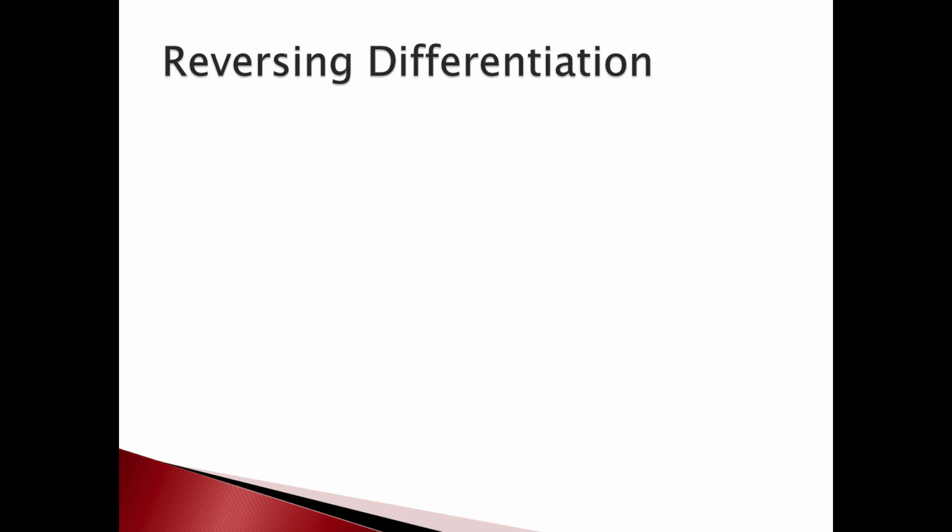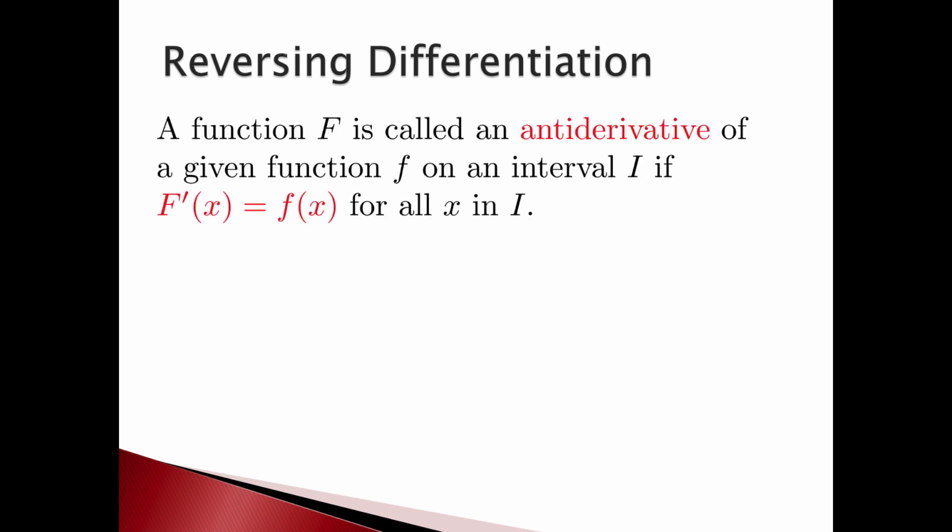So anti-differentiation really means reversing the process of taking a derivative. A function capital F is an antiderivative for a function little f if capital F prime is little f. Okay? So in other words, if you start with a function little f, we don't want to take its derivative now. What we want to do is pretend it was the derivative and find out where it came from.